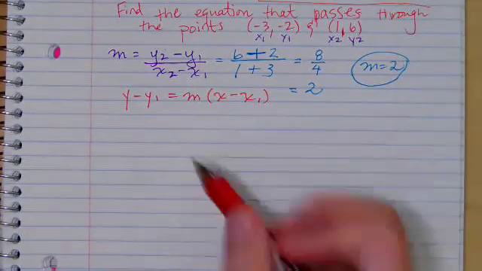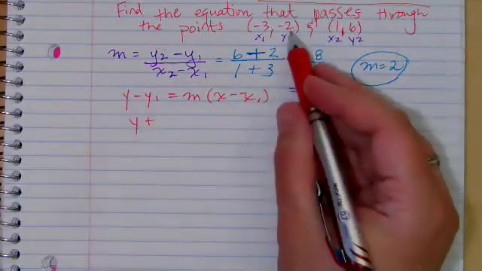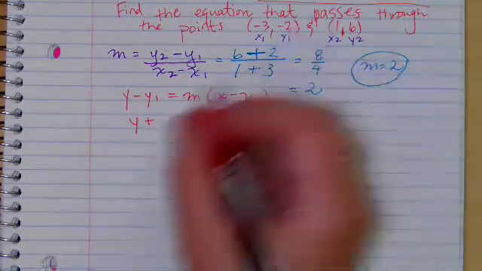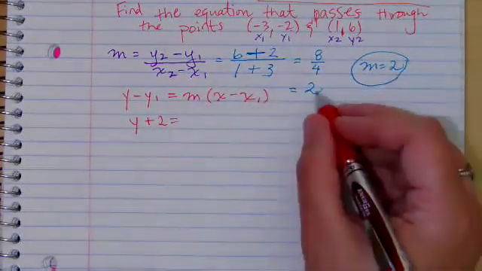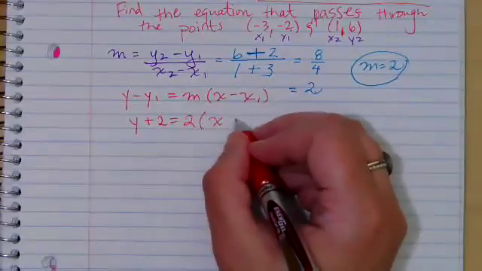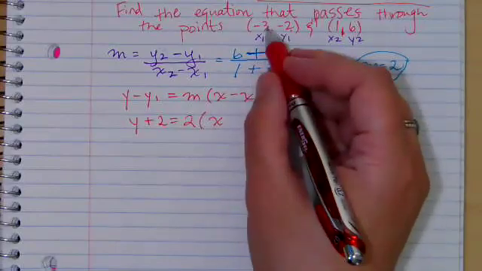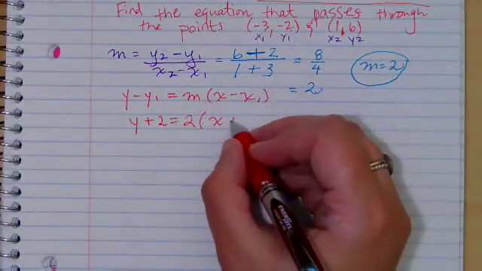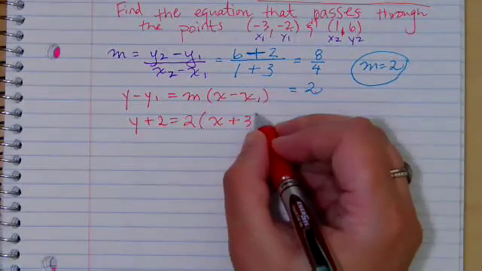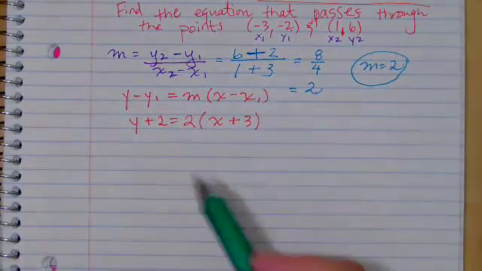So we're going to plug that in. We have y plus, if you want, 2. Do you see where I'm getting the plus 2? Equals 2, that's the slope, times x, what would it be? Minus -3 is plus 3. Okay, now we could rearrange this.